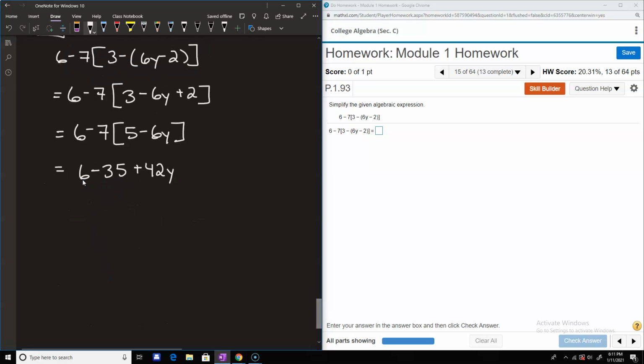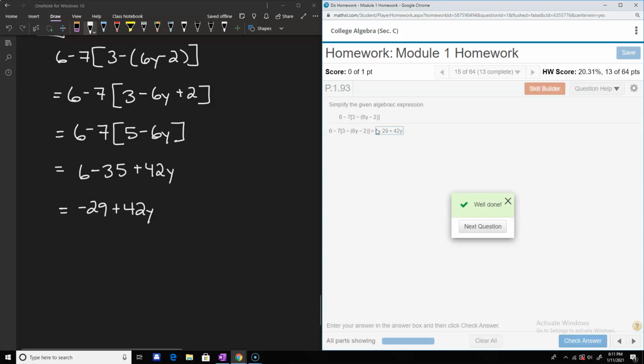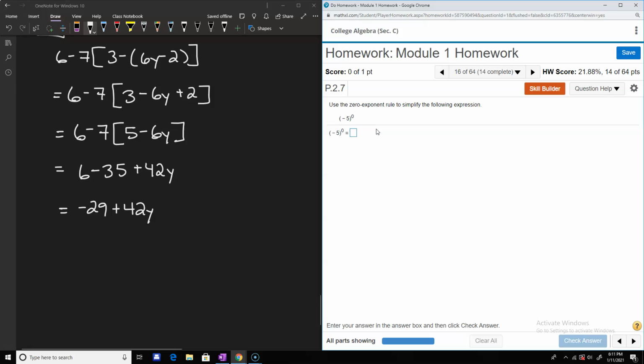Okay, then what are our like terms? 6 minus 35. So 6 minus 35 is negative 29 plus 42y. So you could write it as 42y minus 29 or negative 29 plus 42y. It doesn't really matter. I'm just going to enter it as we did it here. Typically with polynomials, you will write the highest powers of the variable first, but we'll look into that a bit later.